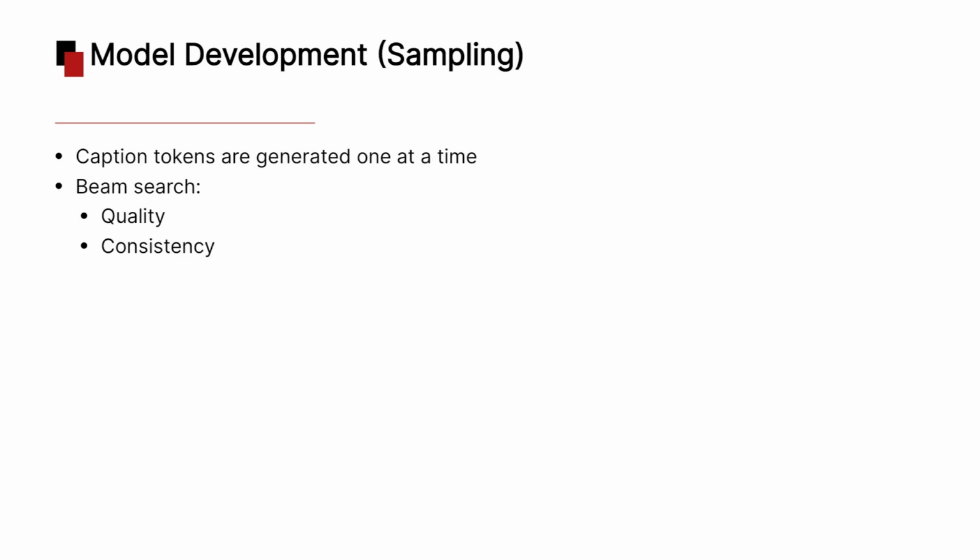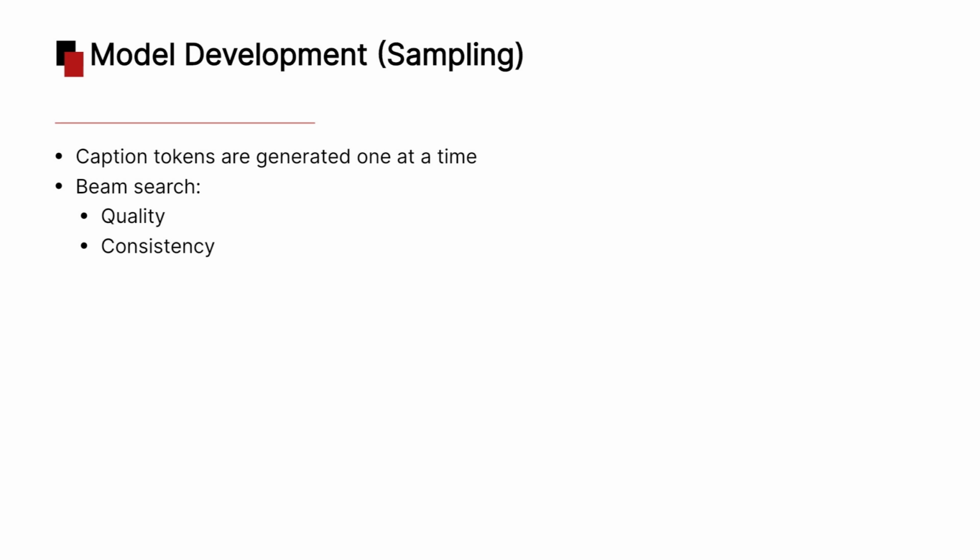In the image captioning system, generating a caption involves producing tokens one at a time, based on the image features and the tokens generated so far. This sequential generation allows the model to build a coherent and contextually relevant sentence. A widely used decoding strategy here is beam search. Instead of greedily picking the single most probable token at each step, beam search maintains multiple candidate sequences, called beams, simultaneously. This helps in balancing quality and diversity during generation.